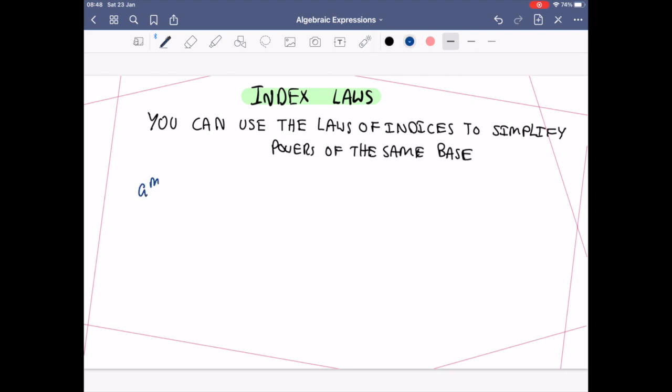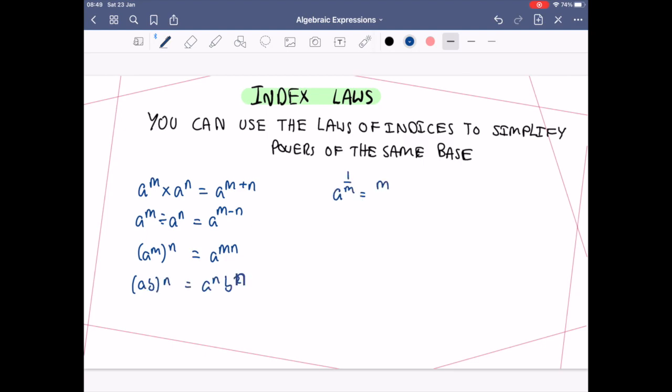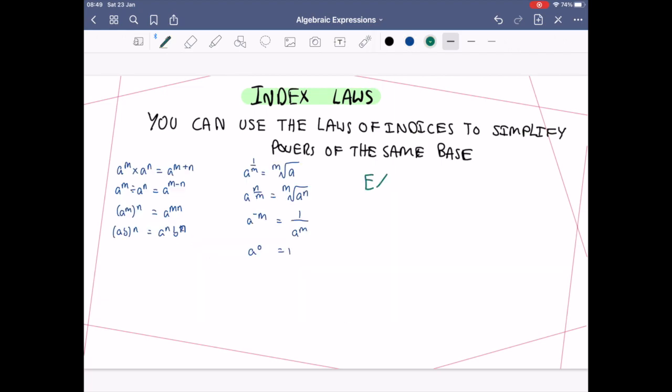And these are: a^m times a^n equals a^(m+n); a^m divided by a^n equals a^(m-n); (a^m)^n equals a^(mn); (ab)^n equals a^n b^n; a^(1/m) equals the m-th root of a; a^(n/m) equals the m-th root of a^n; and a^(-m) equals 1 over a^m. Finally, a to the power of 0 is 1.